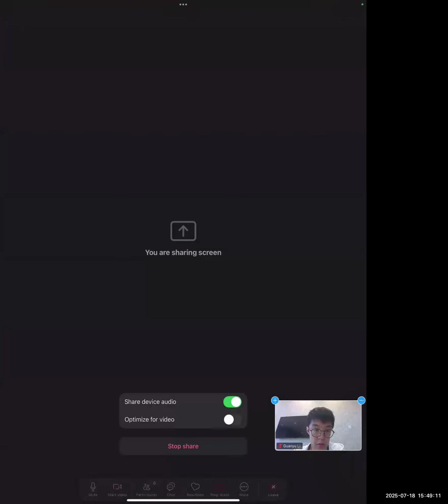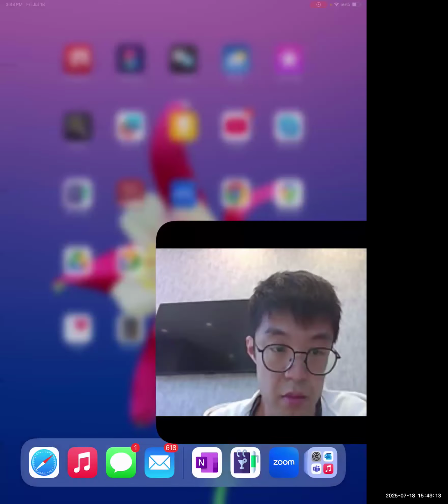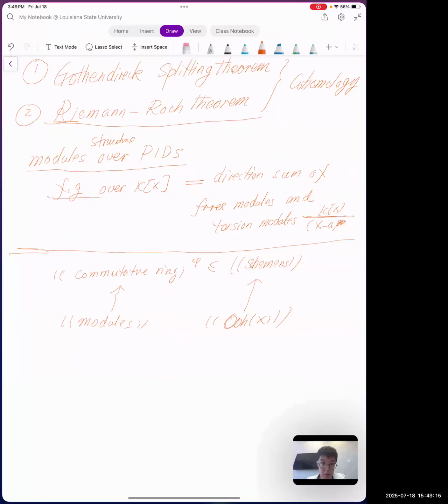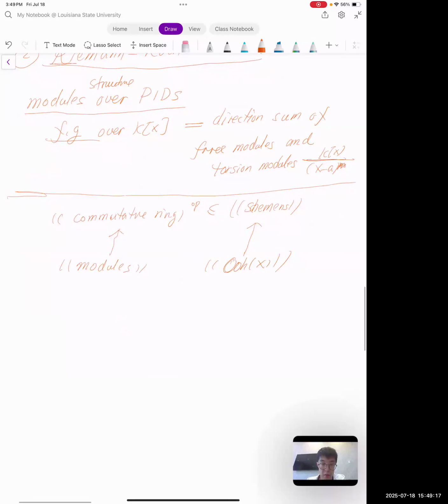If you consider this theorem as a result at this level, you should expect there's a similar theorem on this level, as long as you can find the right analog of the affine line. This is the affine line, right? And you should have the same thing.